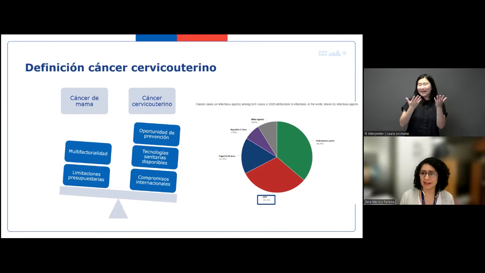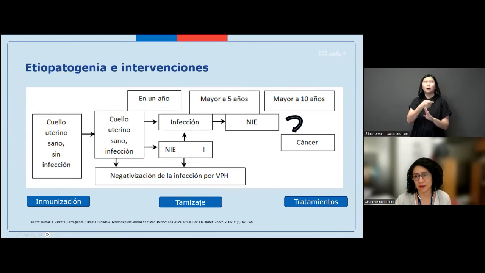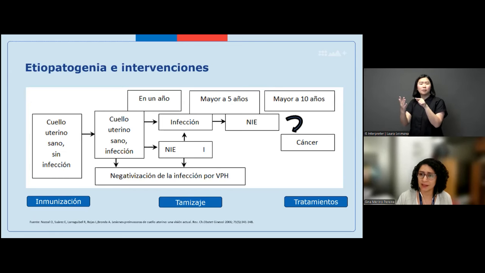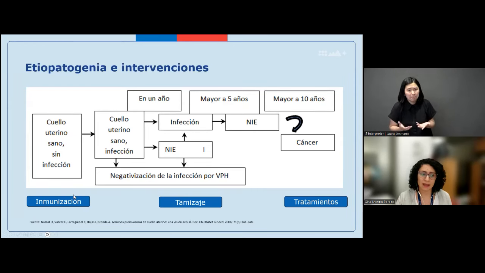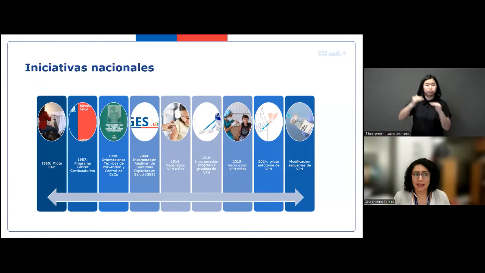Previously, we learned about some of the agents. We know the intervention and the disease's long natural history: most people will acquire this infection, and the majority of this population will naturally eliminate it, yet a small minority develop persistent disease, with progression from low-grade to high-grade lesions. That is why the interventions in this program are grouped into immunization, screening, and treatment.